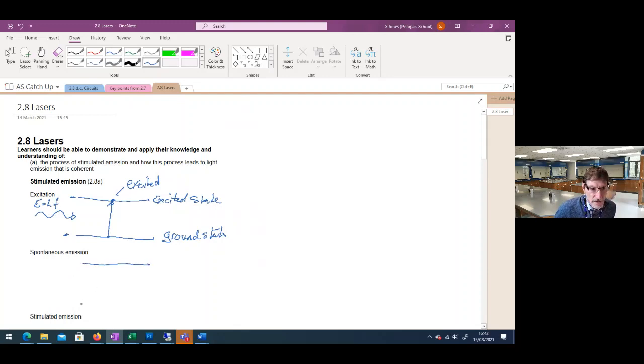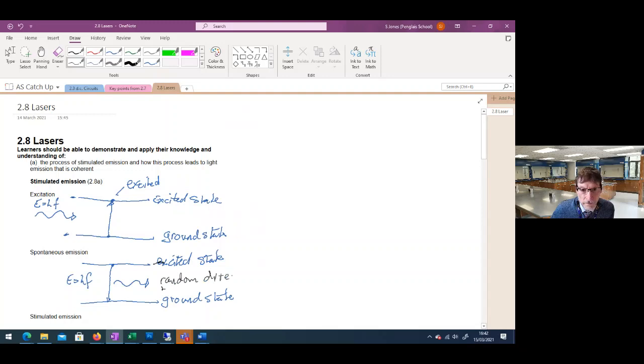So if we're in the excited state, let me just quickly doodle that. Again, we're in the excited state, and this is the ground state. What happens is, immediately after, and we're talking nanoseconds, it will drop back down to there, and because that energy level is equal to E equals hf, exactly the same as what we've got here, it will emit a photon. Now this photon is in a random direction and phase.